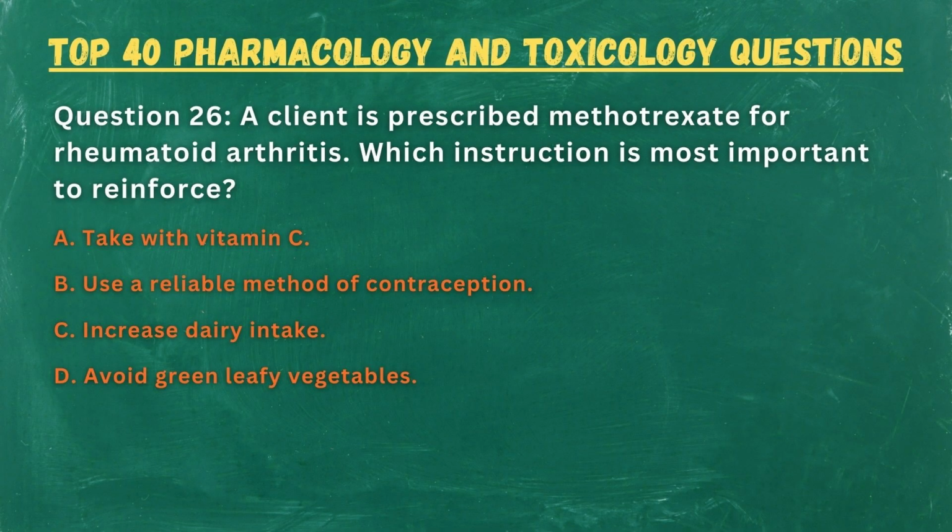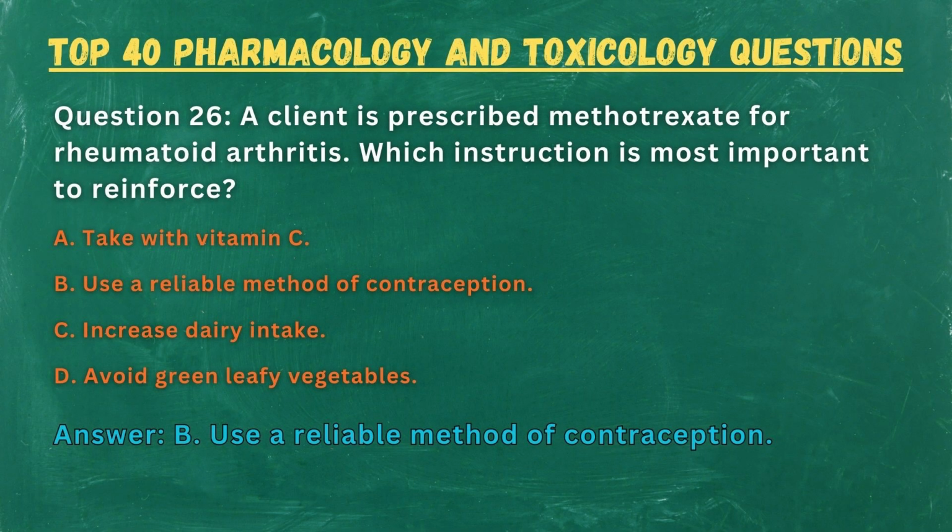Question 26. A client is prescribed methotrexate for rheumatoid arthritis. Which instruction is most important to reinforce? A. Take with vitamin C. B. Use a reliable method of contraception. C. Increase dairy intake. D. Avoid green leafy vegetables. Answer: B. Use a reliable method of contraception.